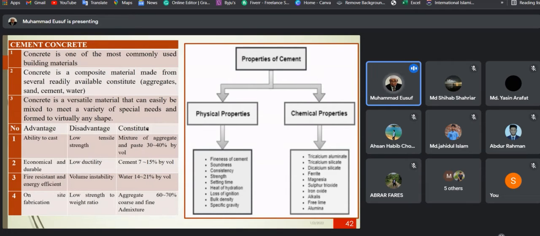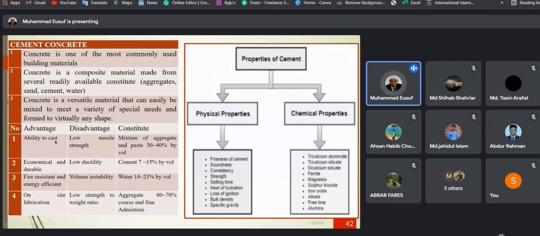The concrete is useful for everything. If water work, the river bank or bank of your pond, there you need the concrete. That is why it is called versatile material. So if I ask you in the exam why concrete is called versatile material, you can explain this way. Okay, then advantage and disadvantage of concrete.